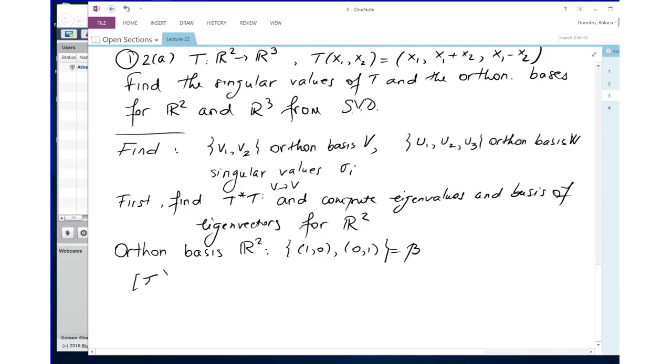My goal is to find this, right? Because the characteristic polynomial of T star T is the characteristic polynomial of the matrix of T star T in whatever basis I want. I'm choosing this basis.